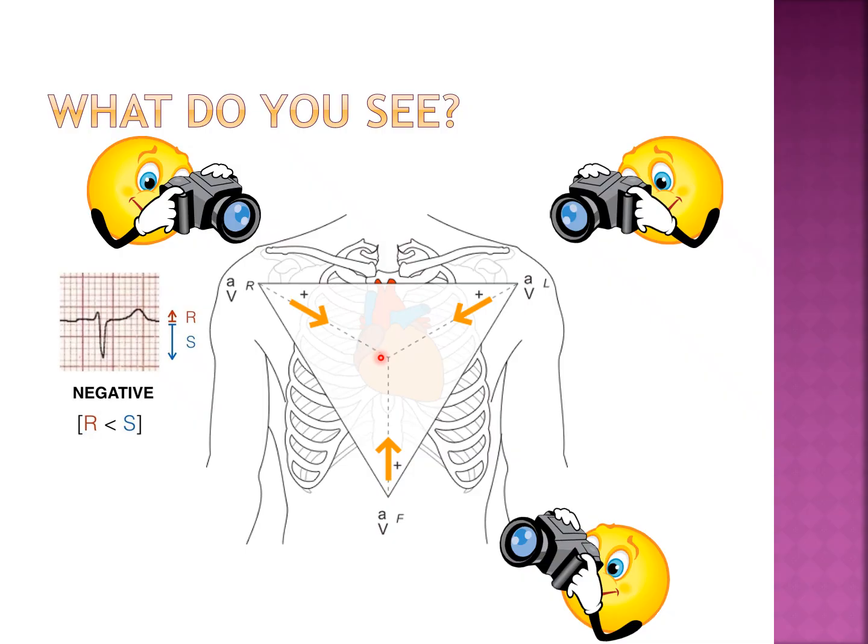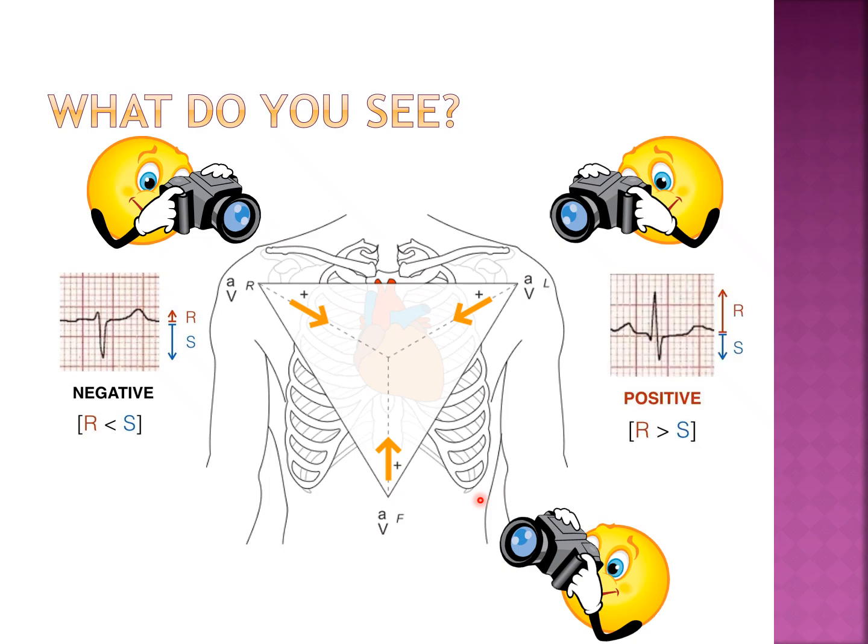So what we're going to see in augmented vector foot and augmented vector left is a positive deflection of the QRS complex, because it's coming closer, so it's getting bigger. In terms of the rhythm strip, here's our isoelectric line. The majority of amplitude is going to be above it. If it's traveling away from the positive lead, or the positive lead being the camera, we get a negative deflection. If it's traveling toward the camera or the positive lead, we get a positive deflection. It really is as simple as that.